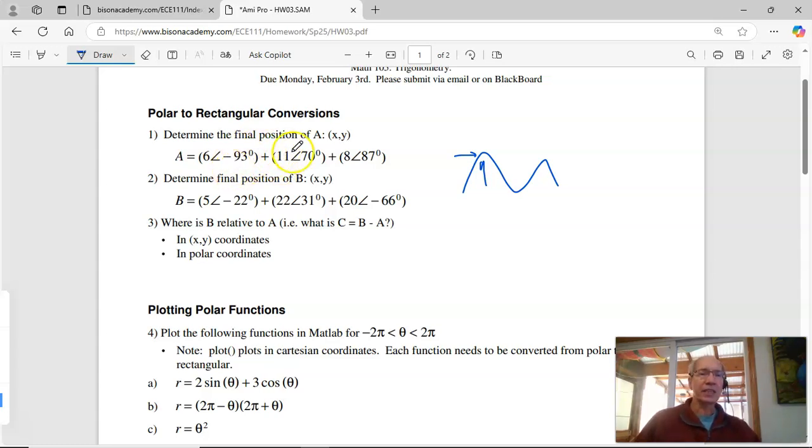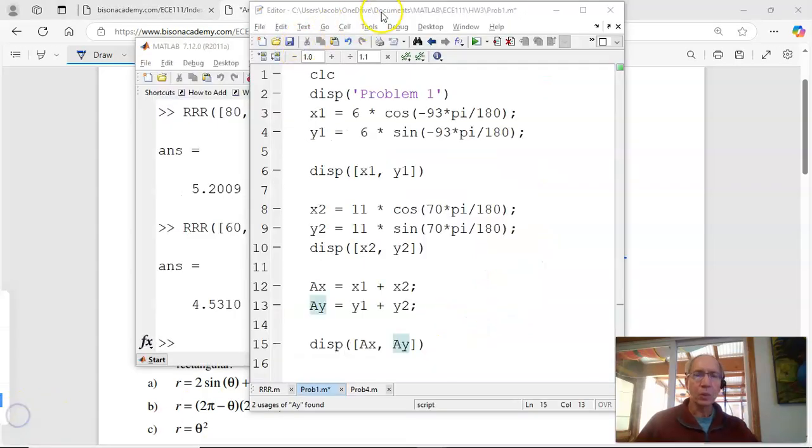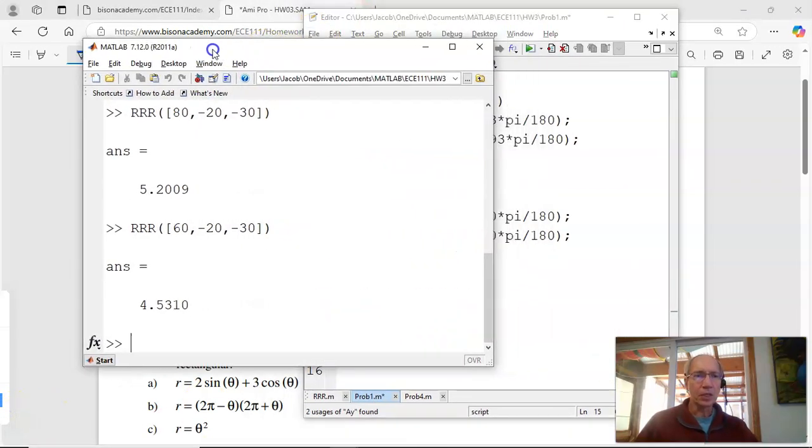The first one is add vectors in polar form. So what that says, I have amplitude 6 at minus 93 degrees, plus 11 at 70 degrees, plus 8 at 87 degrees. Where do I wind up? Well, in MATLAB, one way to do that is as follows.